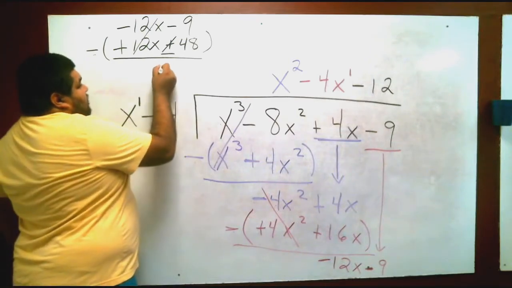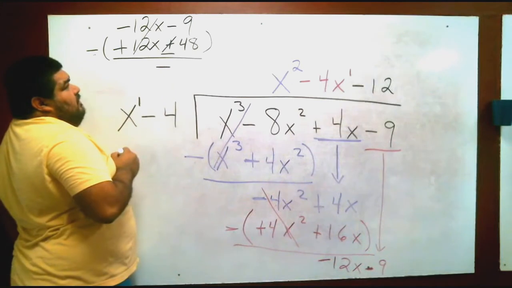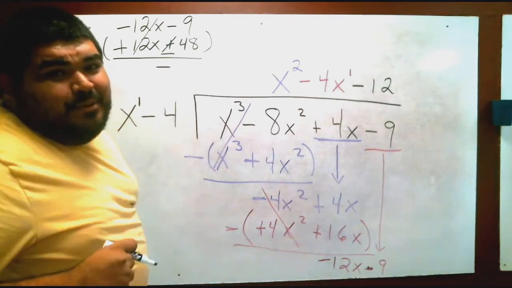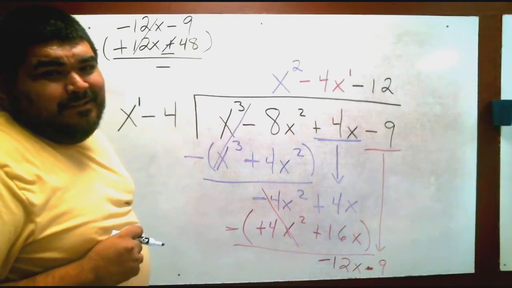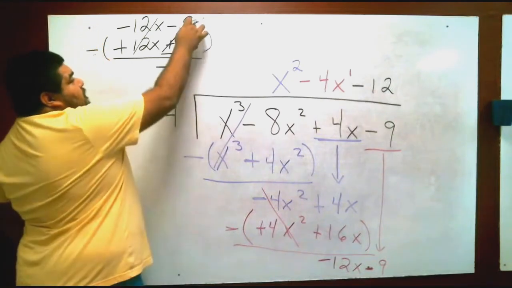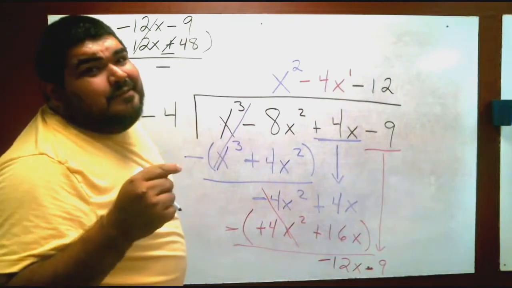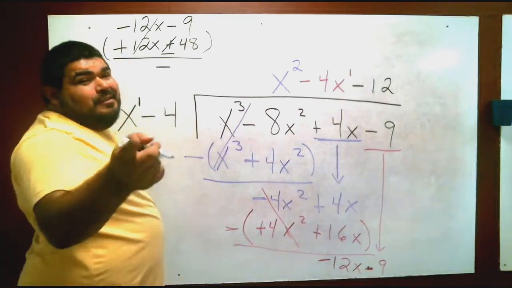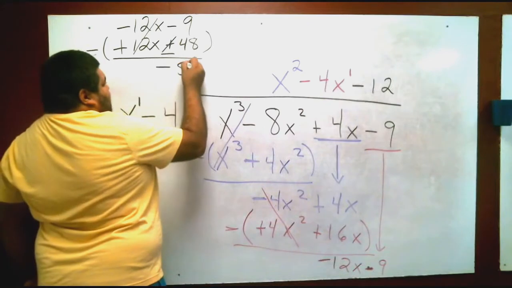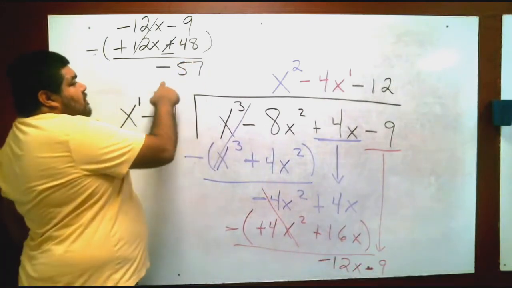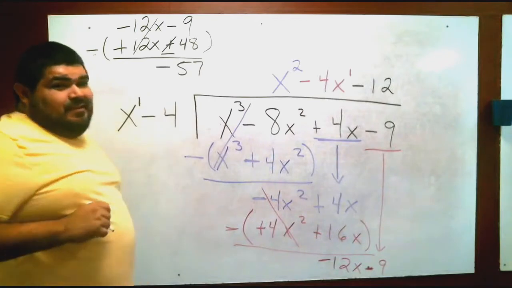Okay? Minus, does anybody know what's the answer? 9 plus 48. Tell you what, we subtract 2 from 9, makes that 50. So if we subtract 2 from 9, that left us a 7, right? So the answer is 57. So you have a remainder of negative 57.